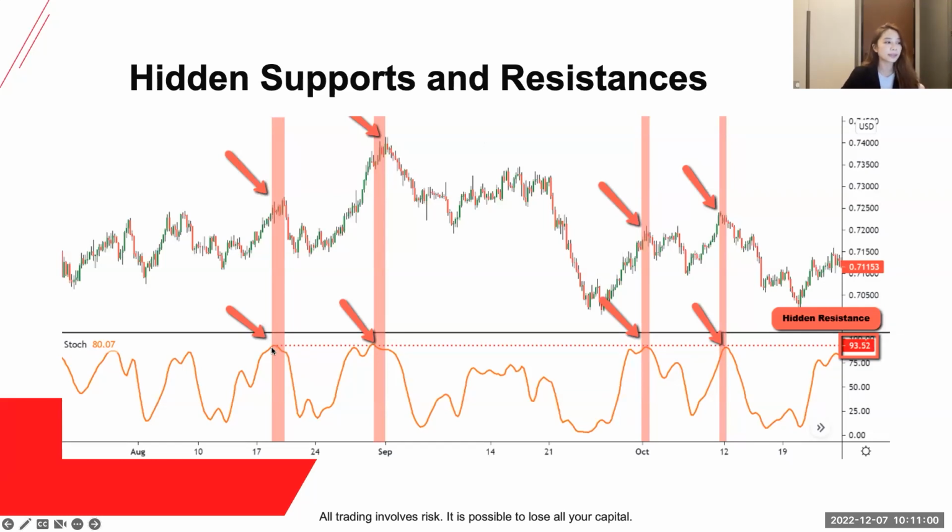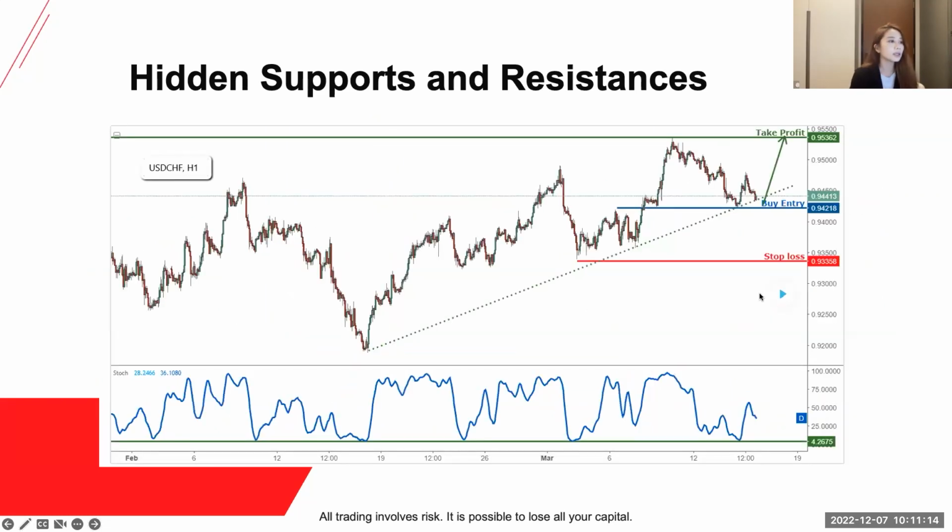So in this case, we can see that the 1, 2, 3, 4 touch points are on the peaks of the graph. All right, so the 4 touch points are all in line and forming a new hidden resistance of 93.52.